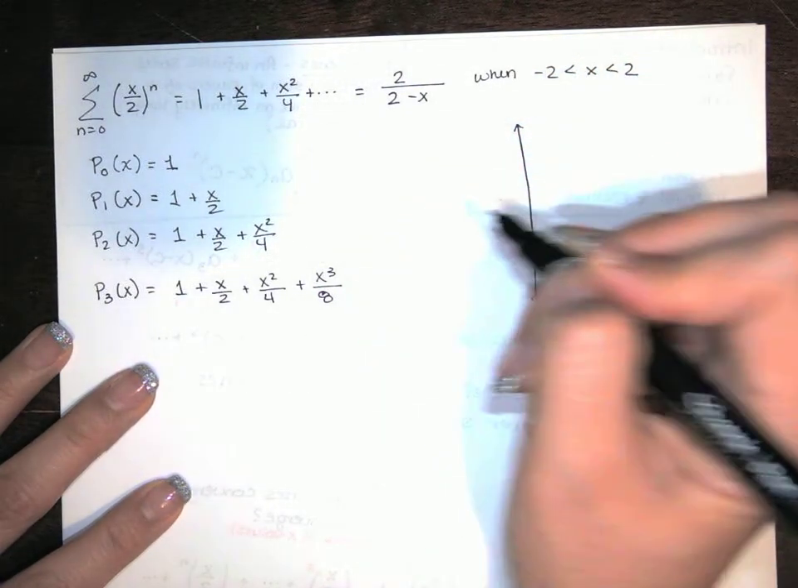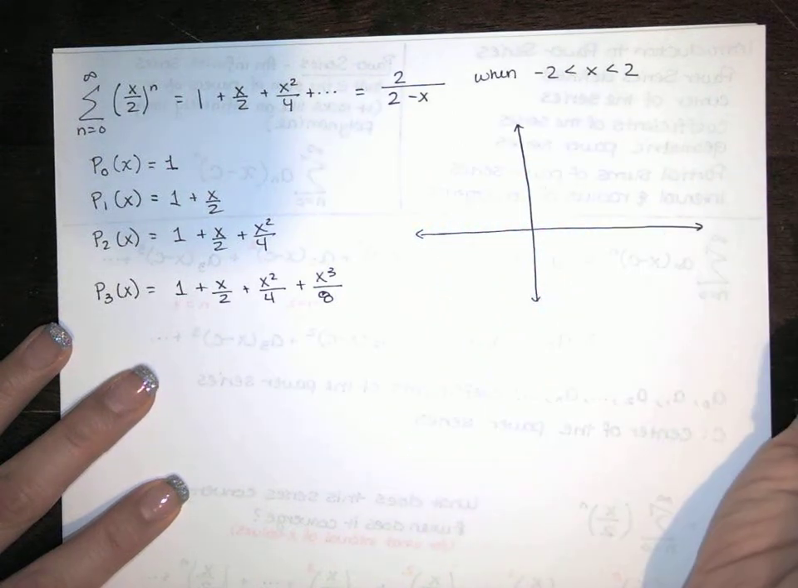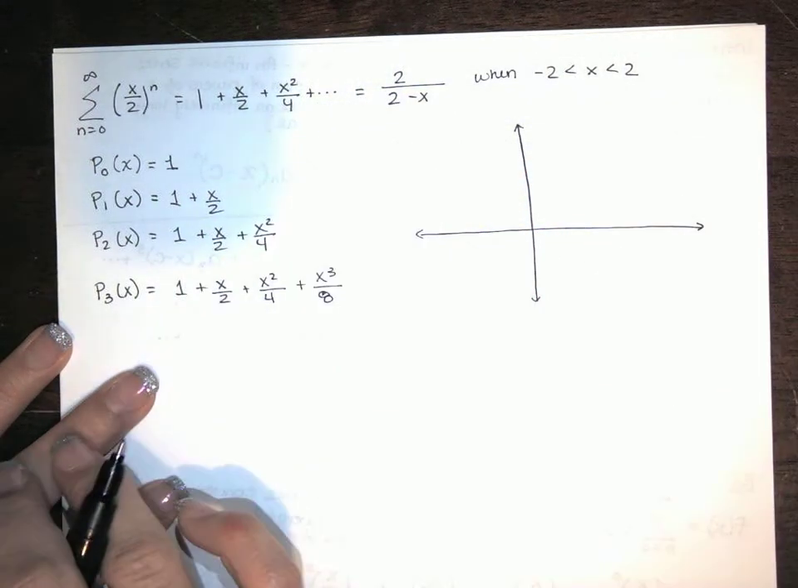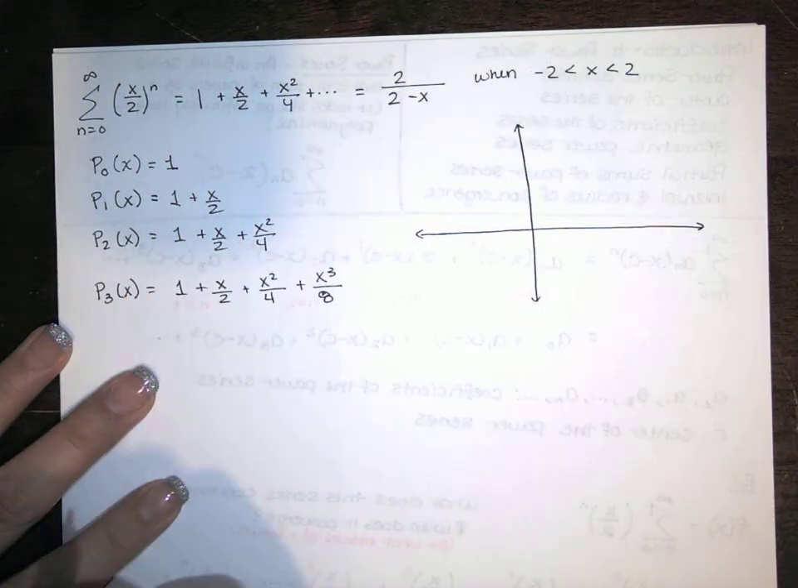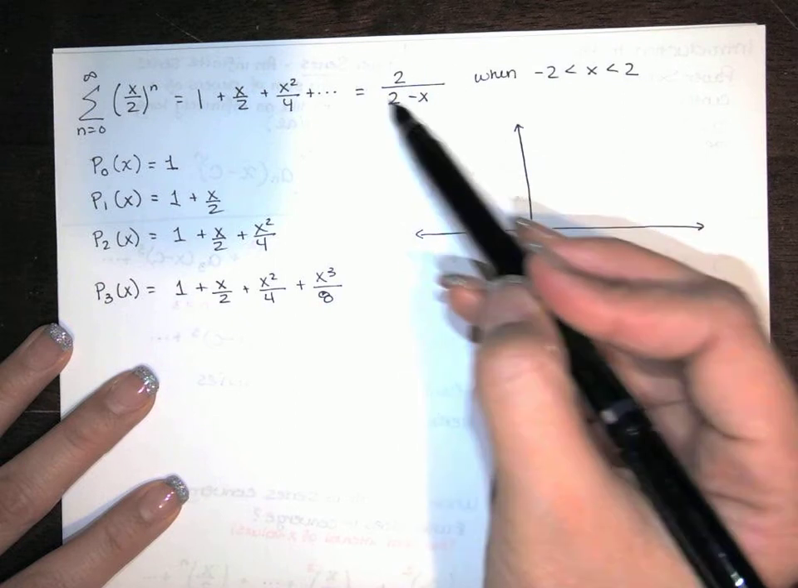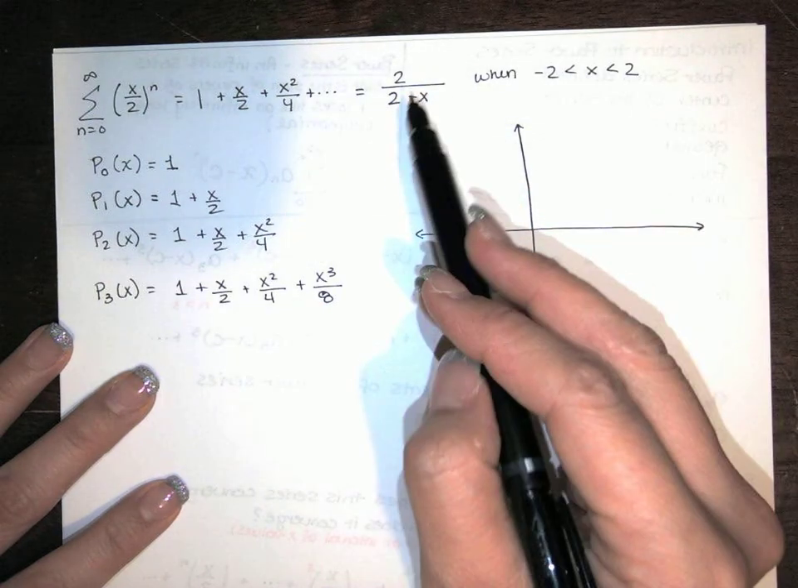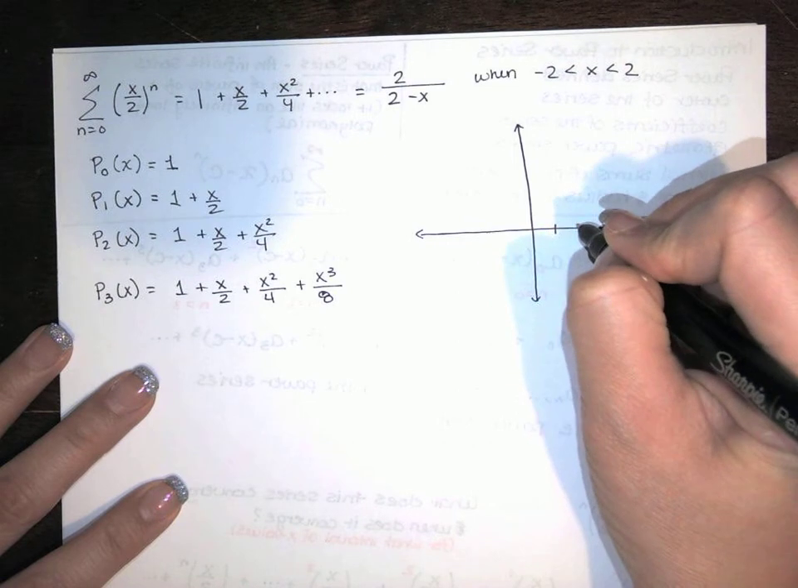If you're saying to yourself, why do we have to stay close to x equals 0? I'll tell you in just a second. Now, before I graph these guys, and I'm just going to make a very rough sketch, I want to sketch this function over here. This is undefined when x equals 2, so it has a vertical asymptote.